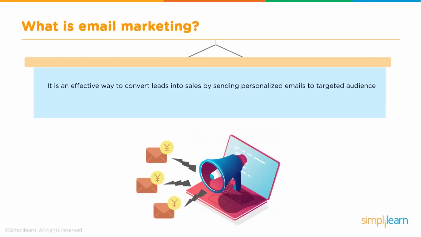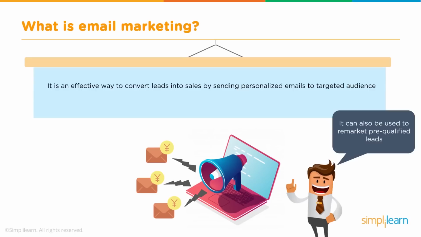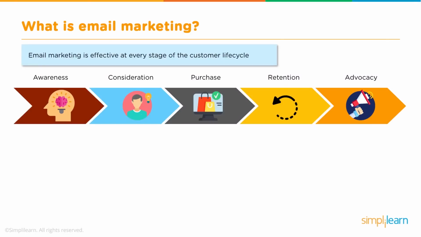So as I mentioned to Linda, it's an efficient way to convert leads into sales. Why? Because we can send personalized emails to a specific audience, a targeted audience. If somebody's interested in our product, we can reach out to them via email. It can also be used to remarket pre-qualified leads. So anybody who's pre-qualified, we can go ahead and communicate with them as well. So email marketing is very effective at different stages in the funnel. Okay, so when I say funnel, customer life cycle. So we have awareness, consideration, purchase, retention, and advocacy. Okay, so let's talk about each one of these parts of the funnel or customer life cycle, if you will.